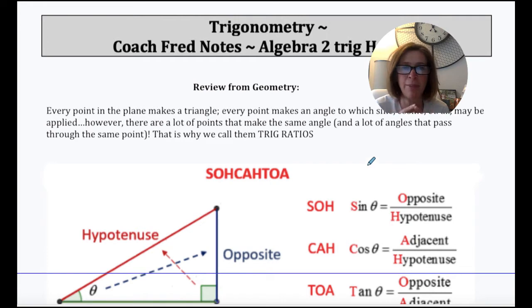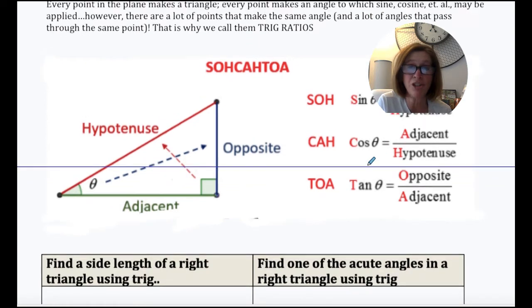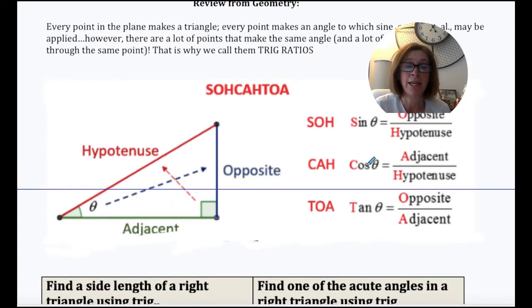Every point in the plane makes a triangle, right? I can take any 3 points, and if I connect them, as long as they're not on a straight line, then I can create a triangle, okay? Once I've created a triangle, it will create 3 angles, one of which, for this unit, for trigonometry, would have to be right. So it would have to be a right triangle.